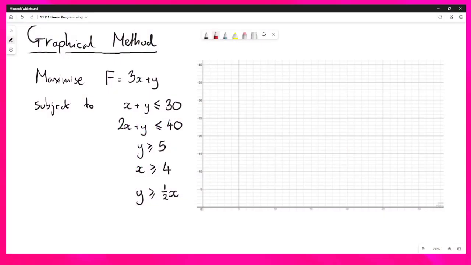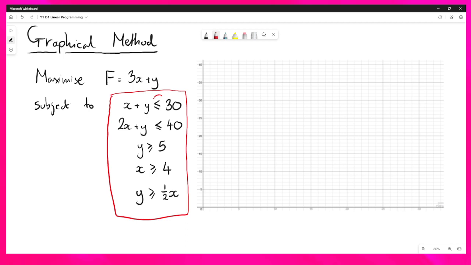So this is the linear program that we're going to draw the graph for that will then eventually allow us to solve this graphically. We can see we've got our objective function here at the top, and then our inequalities underneath. For the purpose of drawing the graph, the objective function is not hugely relevant. What we're interested in are these constraints.